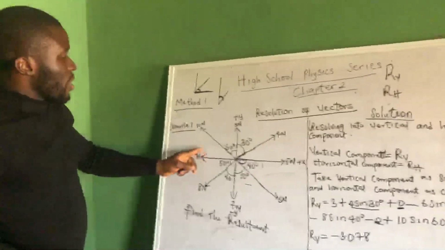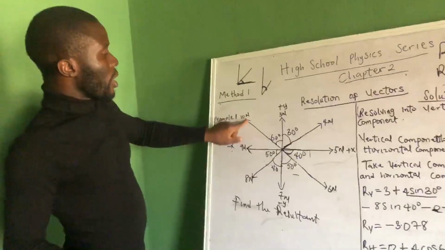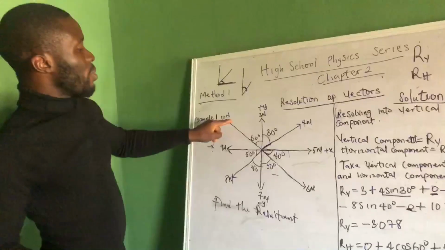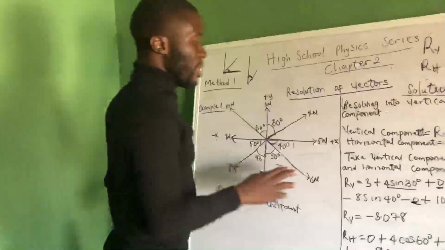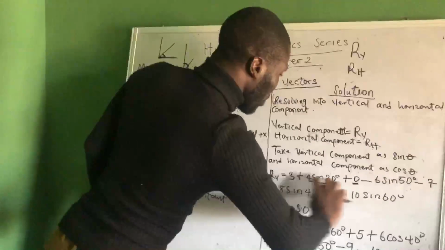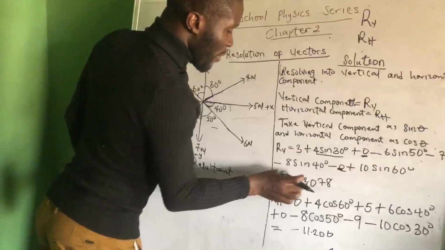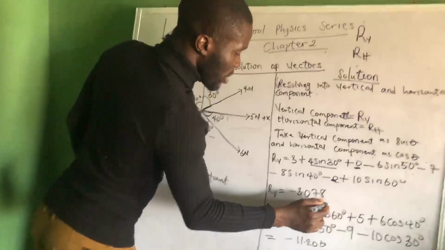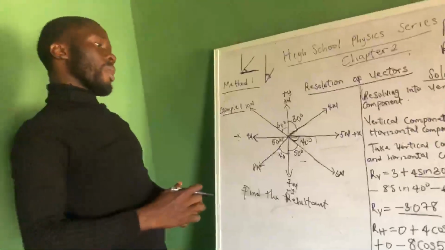Then after that, we have moved to the positive y-axis back, and we have 10, and the angle is inclined to the vertical, so that will be 10 sine 60. We don't need to minus it from 90. Now when we do the vertical component of resultant, if we add all this together, we are going to have minus 3.078 for the vertical component of resultant.